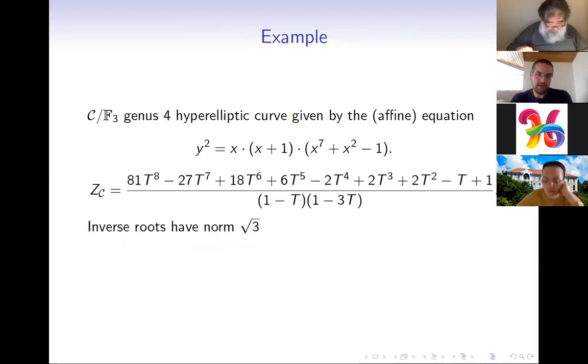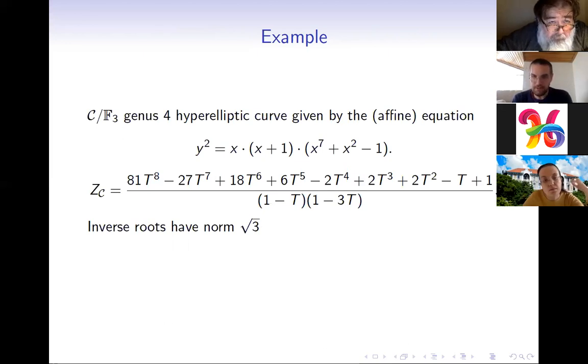Okay, so just as an example, I took an arbitrary hyperelliptic curve of genus 4 given by such an affine equation. You can just count the number of solutions of these equations over various extension fields. If you know that count over sufficiently many extension fields, you can find the zeta function. It has the form that we expect, and you can indeed see that all the inverse roots of this polynomial in the numerator have norm square root of 3, because this curve was defined over F_3.